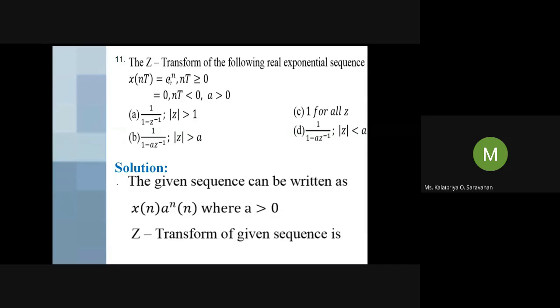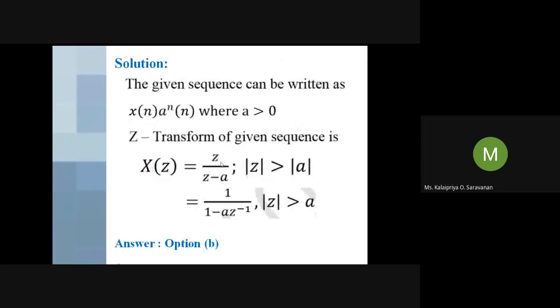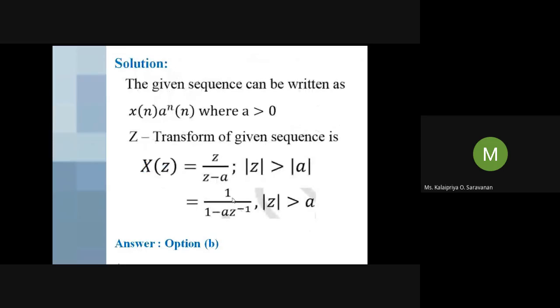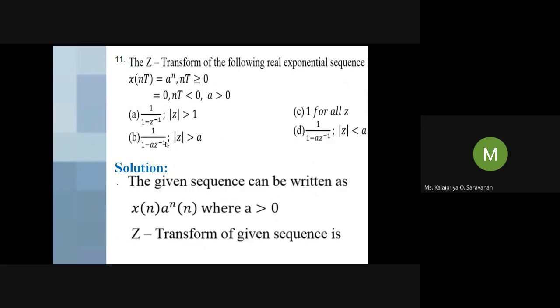This is given as a power n, and it is given that a is greater than 0. So from the value a greater than 0, we have understood that this is a right-sided signal, and the function given is a power n. So we are comparing this with a power n u of n. A power n u of n means your basic Z transform is Z by Z minus a, and your ROC is Z greater than a. But if you look at the options, they have given it in Z inverse. So in terms of Z inverse, this can actually be written as 1 by 1 minus a Z inverse, Z greater than a. So your answer is B for this case.